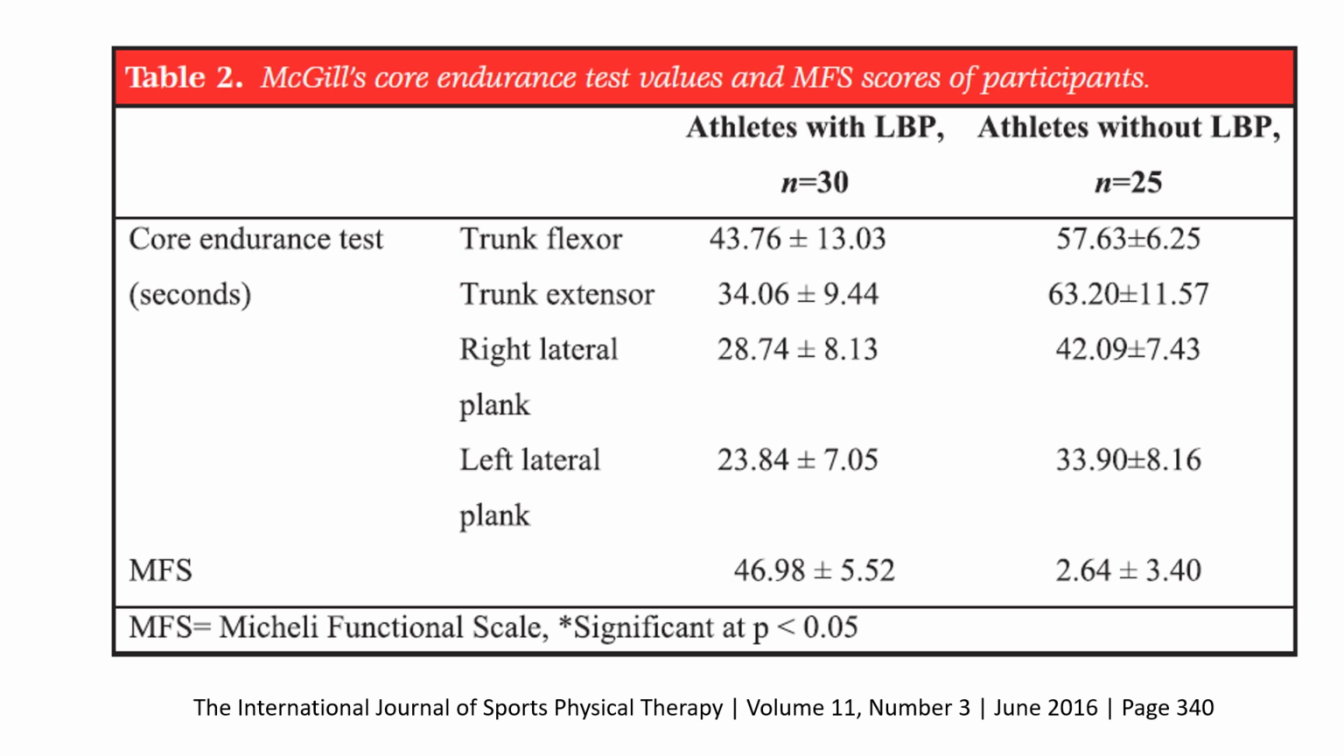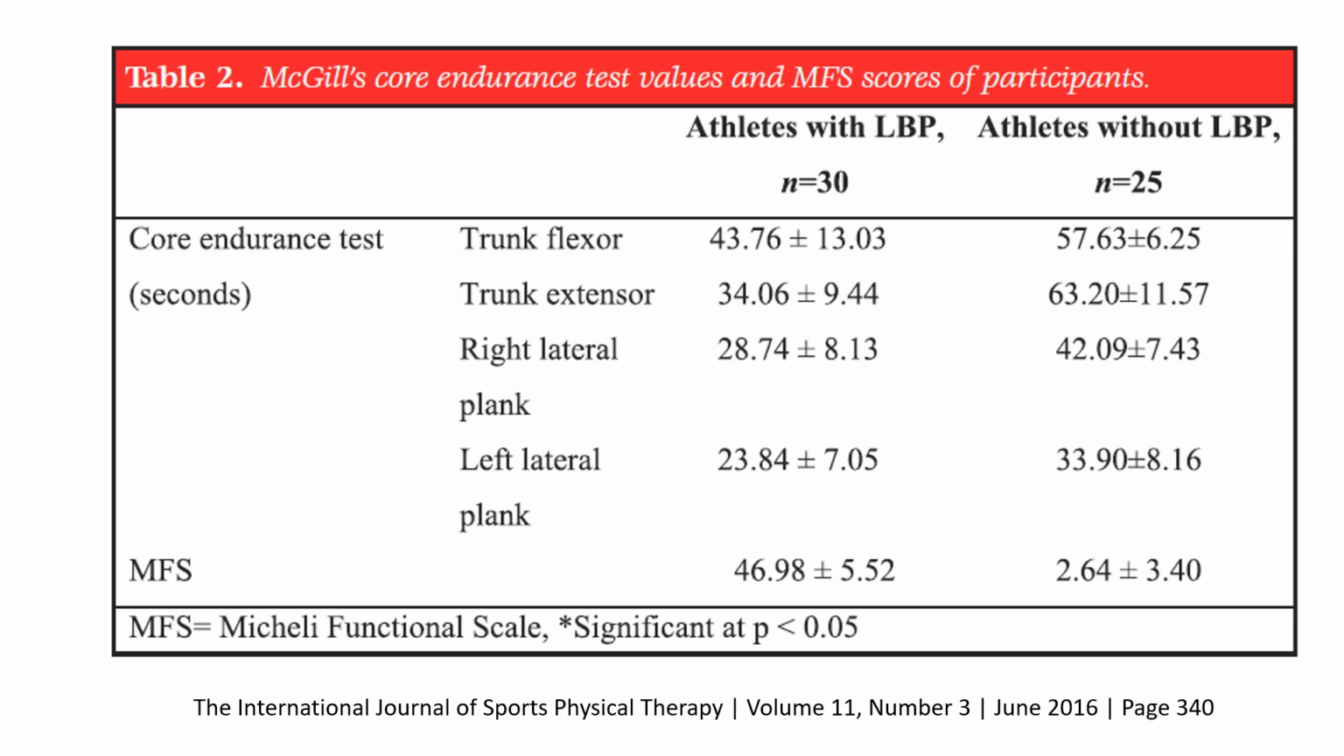And so if we look at the athletes without low back pain, look at some of their data. If we look at the ratio of trunk flexors to trunk extensors, that appears to be in order. The performance of trunk extensors should exceed that of trunk flexors. And then if we go down and we look at the ratio of the right and left lateral plank performance, we see there's some asymmetry there.